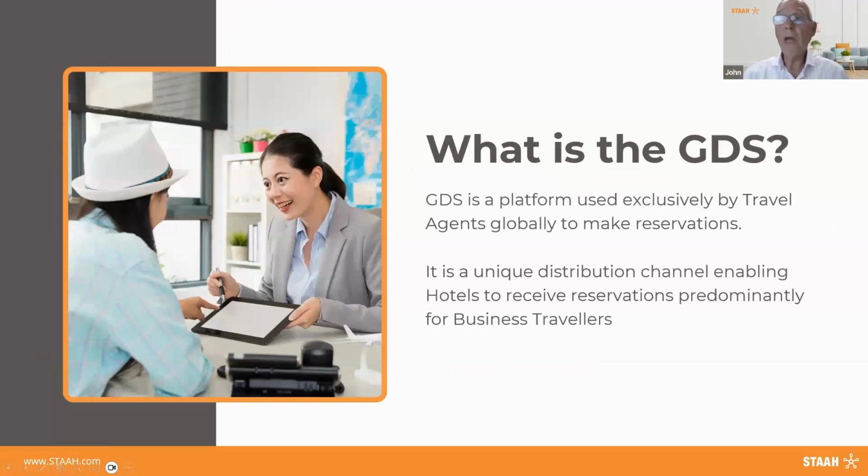Okay, let's move on. So for those in this seminar who don't know what GDS is, I'll keep this fairly straightforward. GDS is a platform used exclusively by travel agents globally to make reservations. It is a unique distribution channel enabling hotels to receive reservations predominantly for business travelers. I'll touch more in detail on that a little bit further into this.